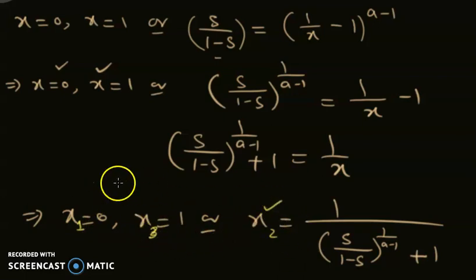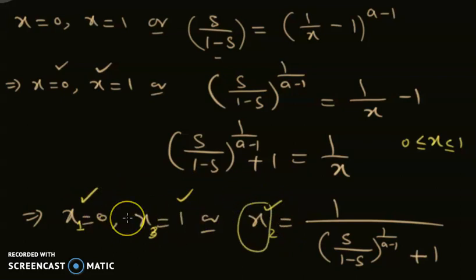Why? Because x is the fraction, and it has to be between, for this case, 0 and 1. So this is 0 and this is 1, and this has to be between 0 and 1. This x2 has to be between x1 and x3. So what next? Next, we can show that these two, x1 and x3, are indeed stable equilibrium points, and we can show that this x2 is unstable. But how? We can use the linearization theorem. So for that we need the derivative of x dot.